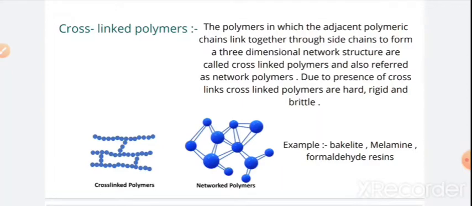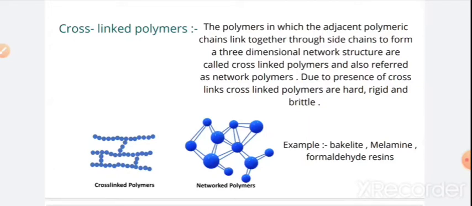Okay. The polymer in which the adjacent polymeric chain link together through a side chain to form a three-dimensional network structure are called cross link polymer. Do you get that? Due to the presence of cross link polymers, they are hard, rigid, and brittle. Right? Actually, when a polymer is said to be a cross-linked, it actually means that the entire bulk of the polymer has been exposed to a cross-linking method. They are very high cross-link density and can cause material to become rigid and glassy.